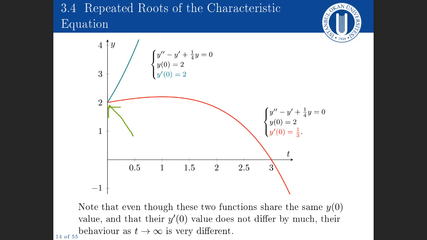If you think back to the previous chapter, I said solutions to first order equations could not intersect. That's not true for second order linear equations. They can intersect, but they can't have the same slope at the point that they intersect at.